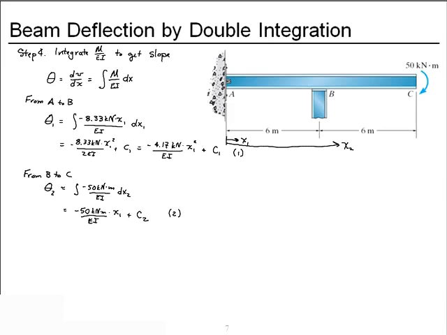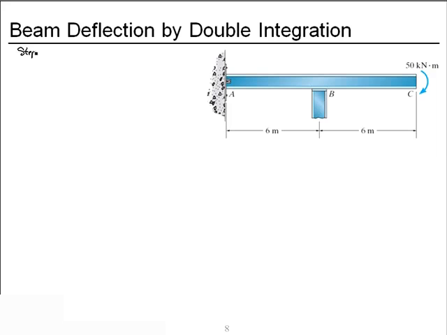We have two constants of integration that we'll need to find in order to have equations that we can use for predicting slope or deflection anywhere along the beam. But we'll have to wait to find those until after we generate our equations of vertical deflection. Now we're ready for step 5, where we integrate the slope to get vertical deformation.